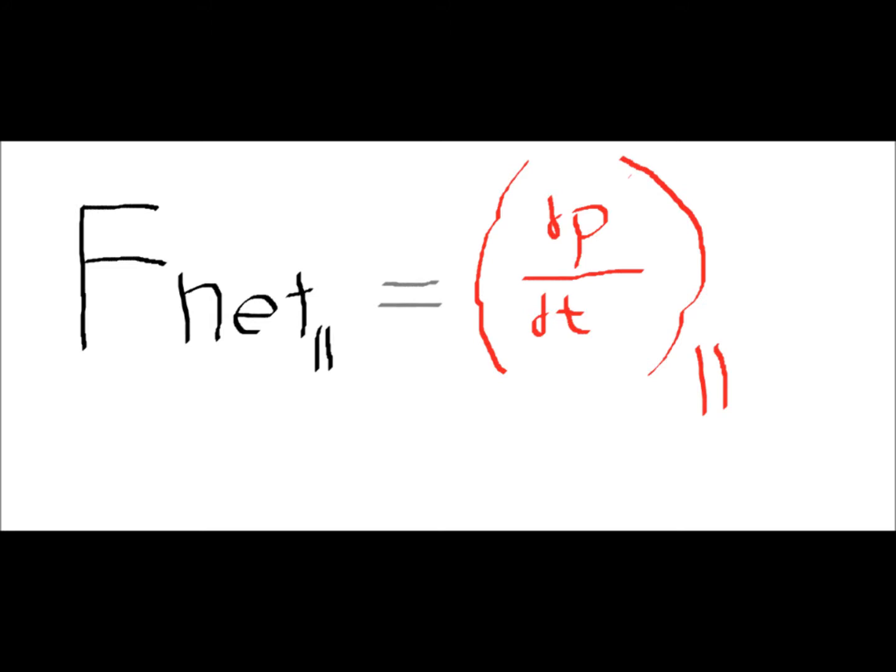The parallel net force is related to parallel change in momentum because they share the same values. Force is the cause, while change in momentum is the effect. This means that they are two different terms, although the values are the same.